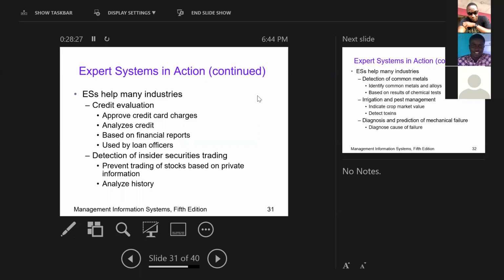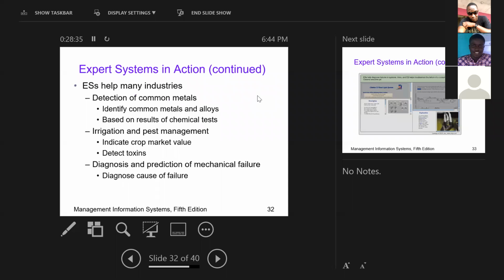Even in credit evaluation, detection of insider security trading is also used there. It helps in metal detection. If you go to an airport, as soon as you pass through some of them, these are expert systems. It tells you to come back. If you've been to any airport before, as soon as you pass, something will make a sound. It tells you to come back. These are examples of expert systems.